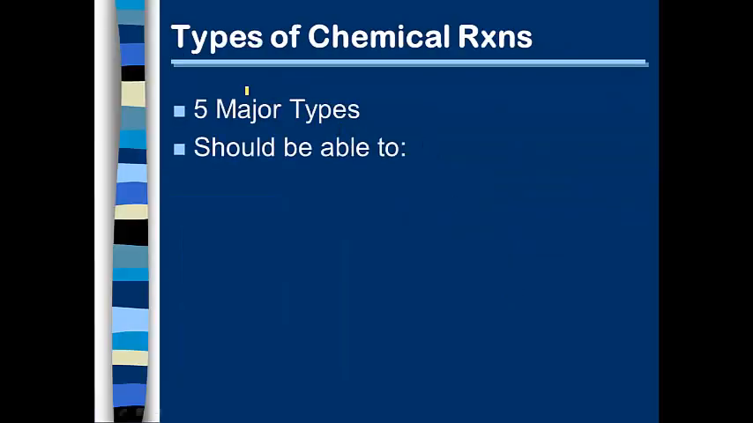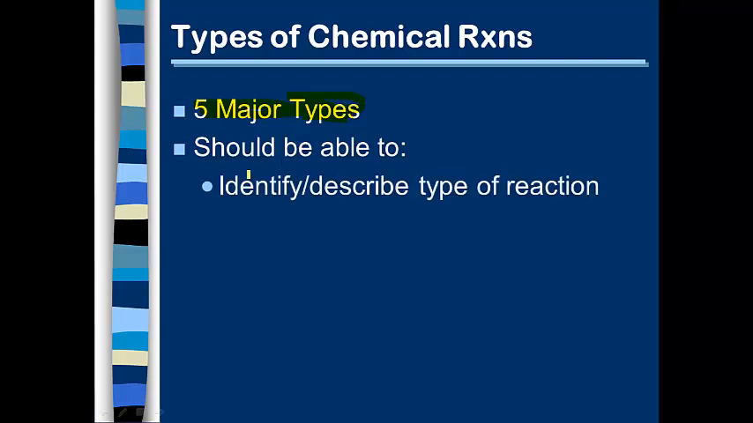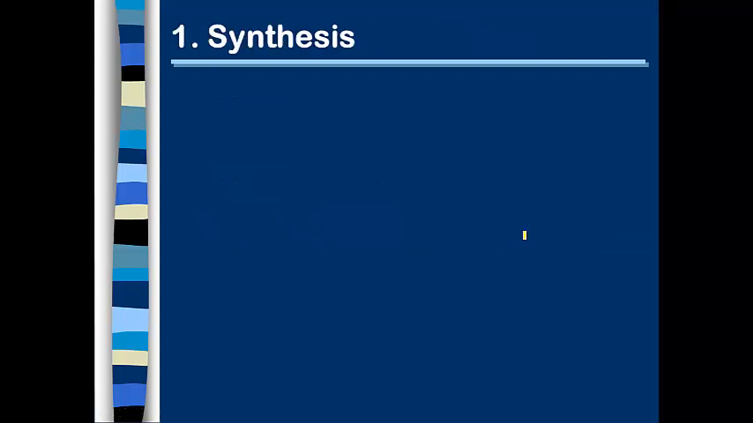Okay, there are 5 major types of chemical reactions, and most of the ones we're going to see in the majority of this class are going to fall into certain categories. What you should be able to do, number 1, is identify or describe the type of reaction. Look at a reaction and tell me what type it falls into. We also should eventually predict the products. That's going to be in part 2 of this section. Okay, where if you're given reactants, can you predict what the products are going to be?